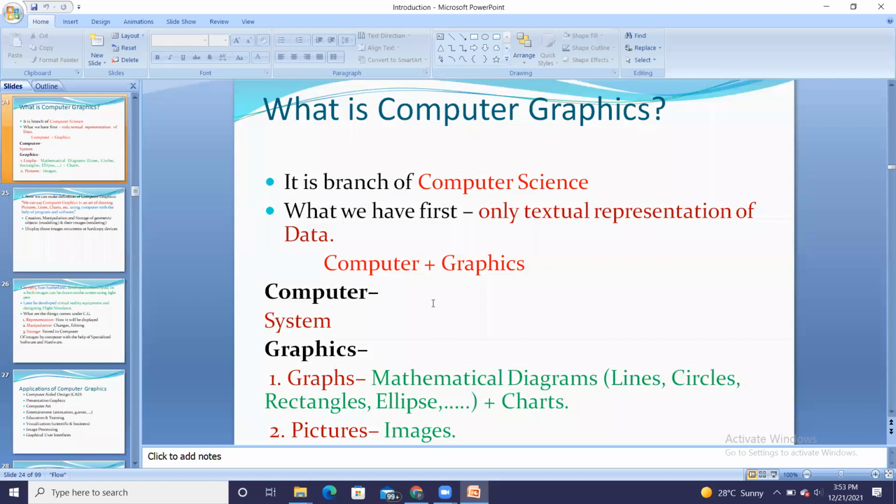So let us start with the first bit of the syllabus. What is computer graphics, or introduction to computer graphics? What comes in your mind when I say computer graphics? Any one of you can answer. Designing, ma'am. Designing, okay. What else? Animation. Animation, okay, good.